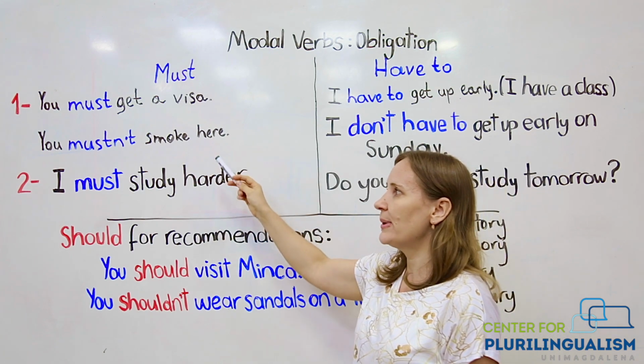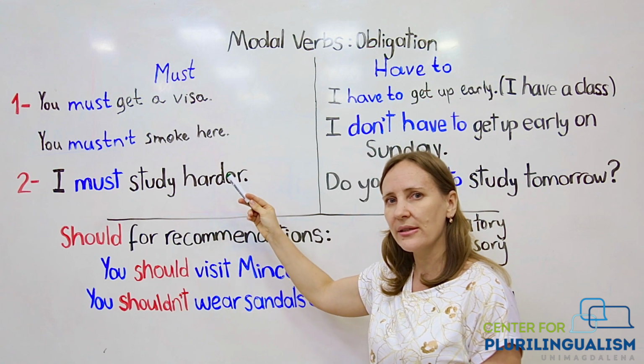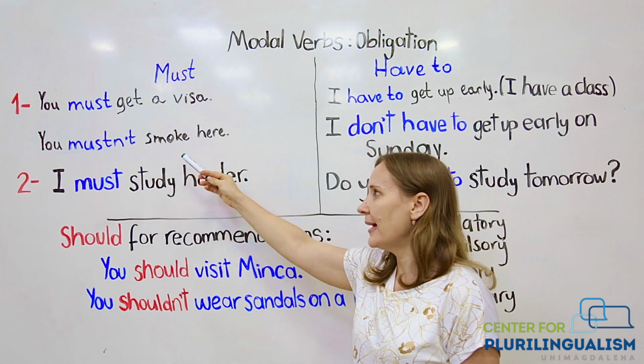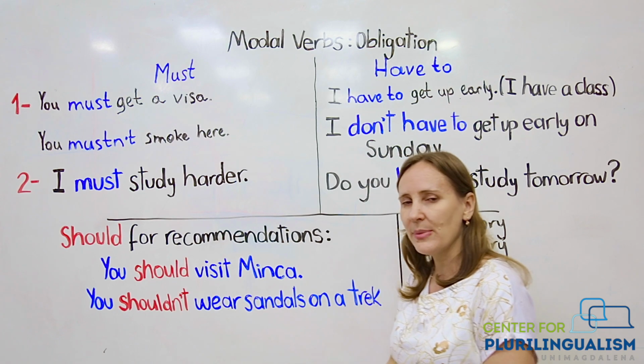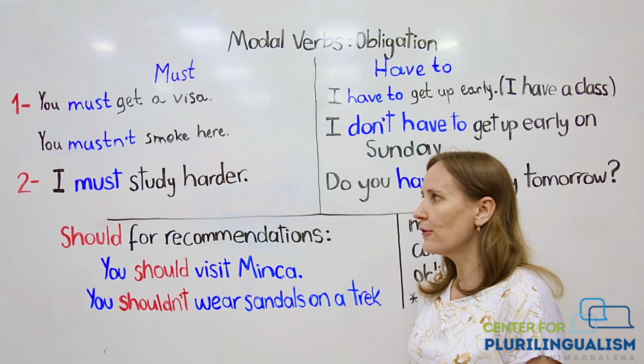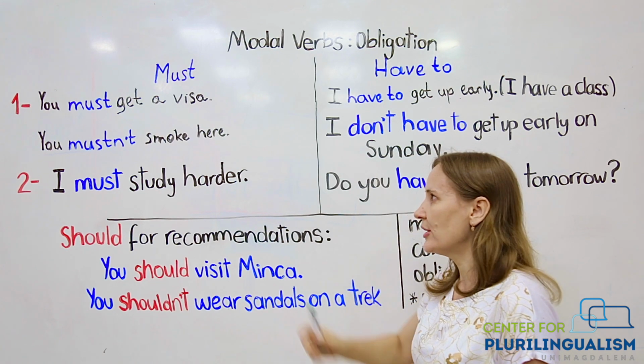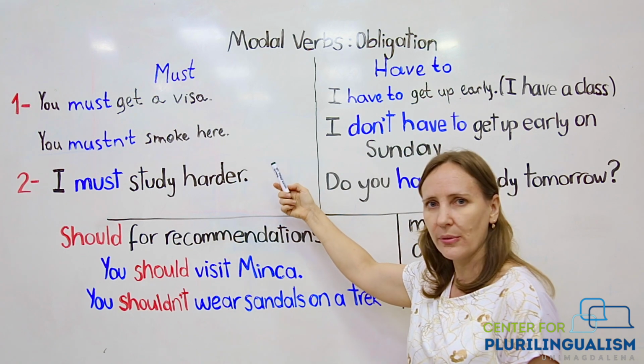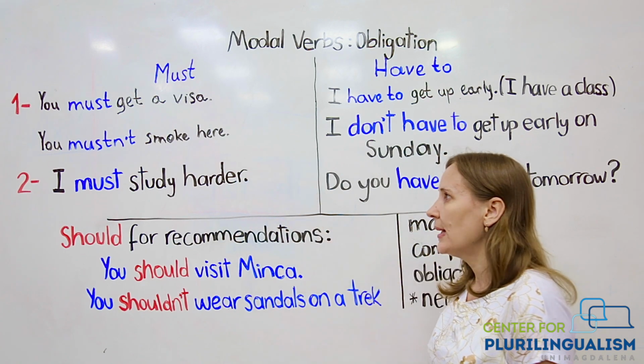Or if we speak about something that is forbidden, for prohibitions, in this case we use mustn't, a negative form of the verb must. It means that something is forbidden, you cannot do it, right? You mustn't smoke here. It's a rule. You mustn't smoke in the classrooms, okay?